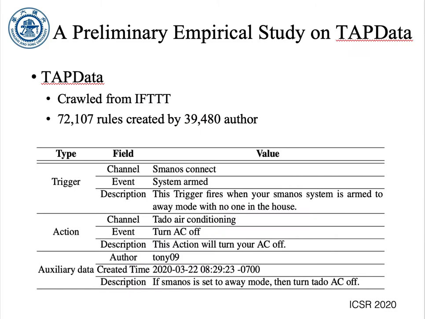We collect a dataset from IFTTT and perform a preliminary empirical study. We use a web crawler to collect trigger action rules shared in IFTTT and create a dataset, TAP data. TAP data contains 72,107 rules created by 39,480 authors. Each rule, as the table shows, specifies the trigger channel, event, and description, and the action channel, event, and description. Auxiliary data items are also collected, including the author who has created a rule, the creation time, and a description of the rule.